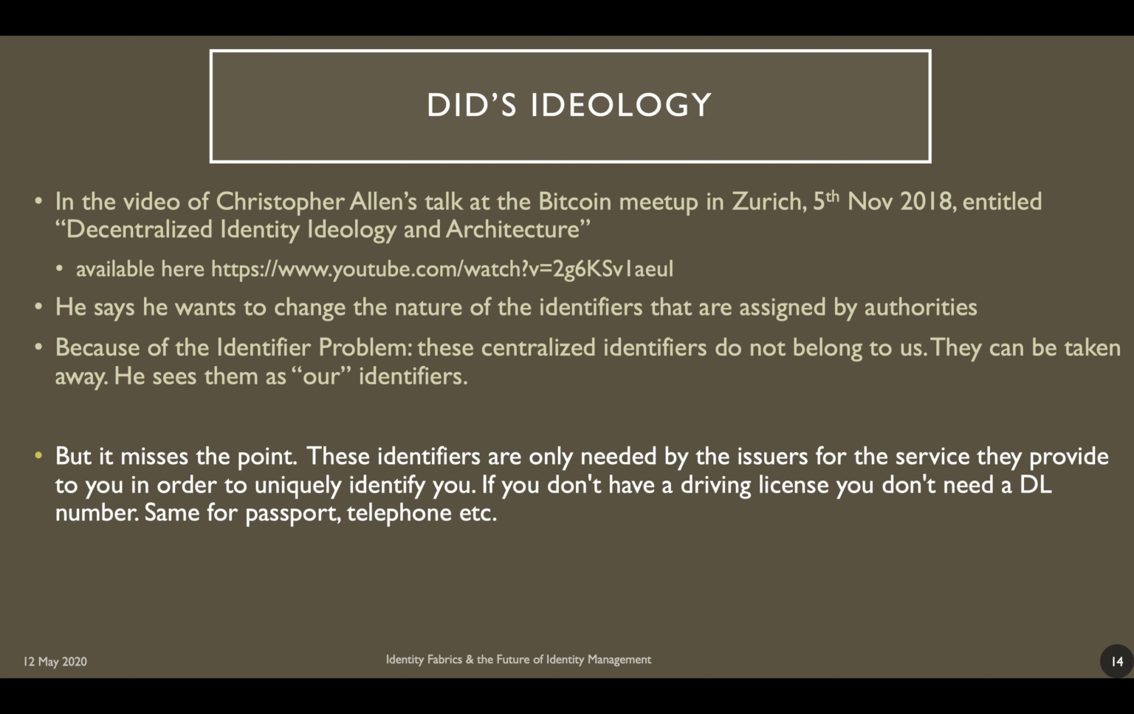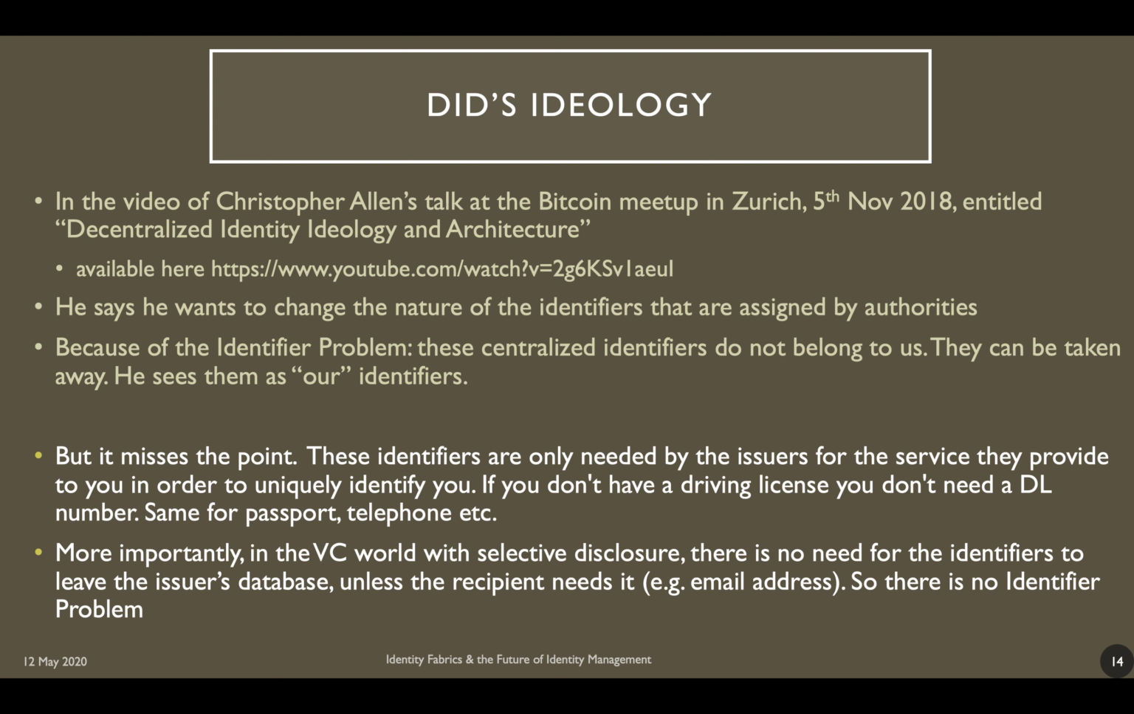Furthermore, if you don't actually have a driving license, you don't need a driving license number. If you haven't got a passport, you don't need a passport number. If you don't have a telephone, you don't need a telephone number, etc. So these centralized numbers are only needed anyway if we actually have the service that the issuer is providing. And then more importantly, in the virtual world with selective disclosure, there's no need for these identifiers to even leave the issuer's database unless the recipient needs it. For example, it's an email address and it needs it to send email to us. So there isn't actually an identifier problem.